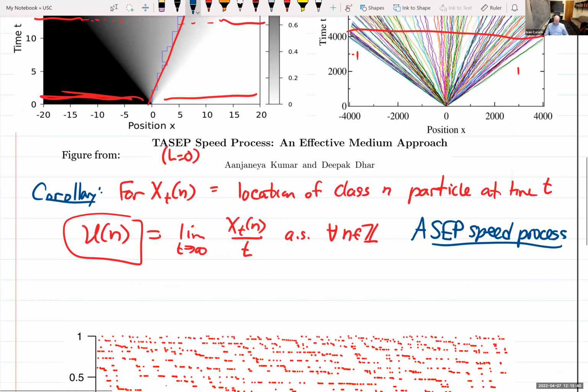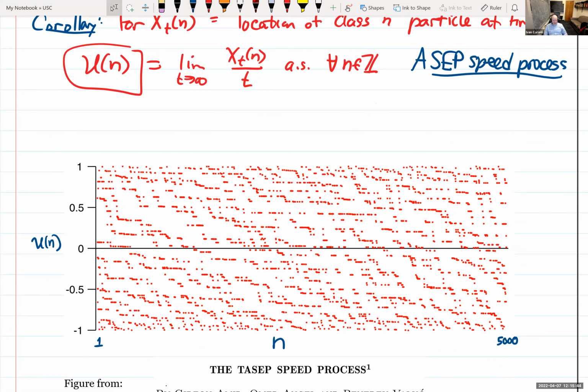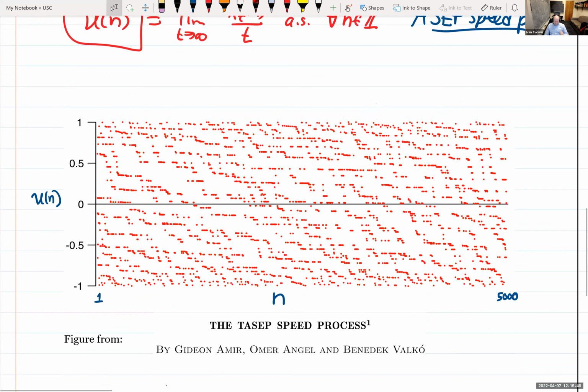Now, let me give you a picture. This is actually, again, for TASEP. I haven't had time to simulate this stuff for ASEP, so I'm just taking this out of a paper from about a decade ago that studies this for TASEP for L equals 0. But what's being shown here is the value of n.